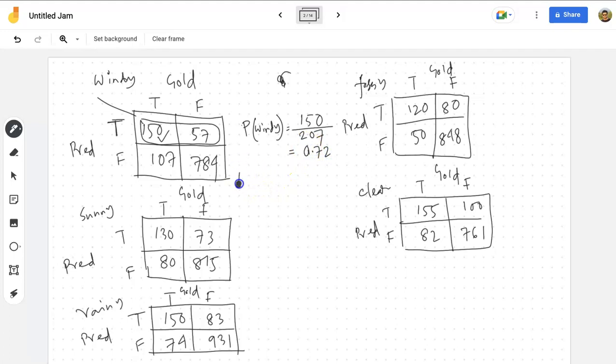Similarly, what is the recall for windy? What is the formula? In the denominator, it is basically this column, the total number of times it is actually windy.